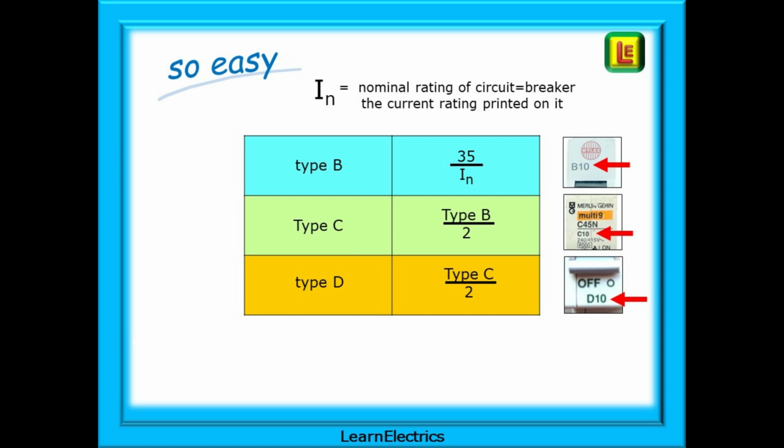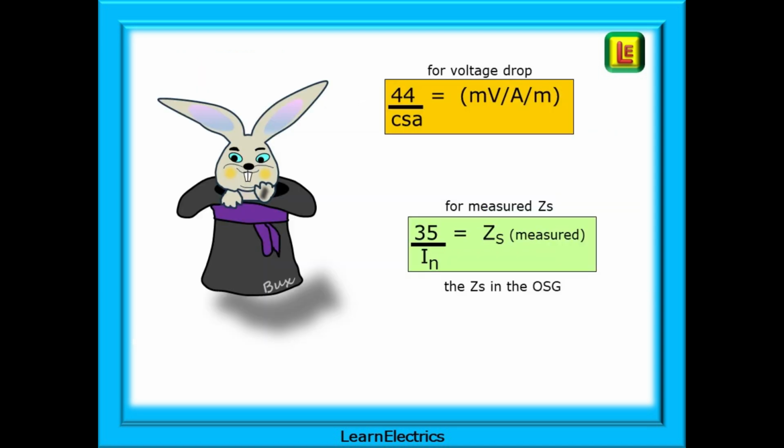So easy to do. Remember that for this calculation we are using IN, the nominal current rating of the breaker, the number that is printed on the breaker. And just a reminder of those magic numbers, use 44 divided by the CSA of the cable to find the MVAM number to use in the voltage drop formula, and 35 divided by the nominal current rating IN will give you the maximum permitted measured ZS for Type B circuit breakers.